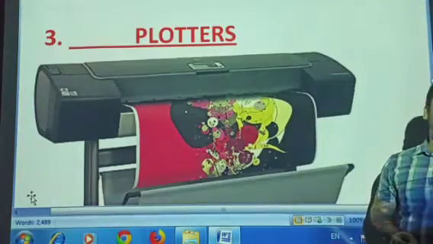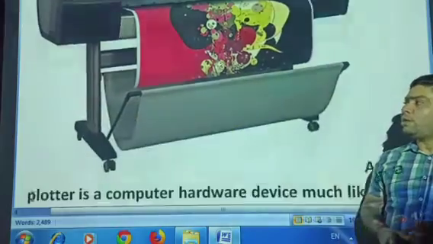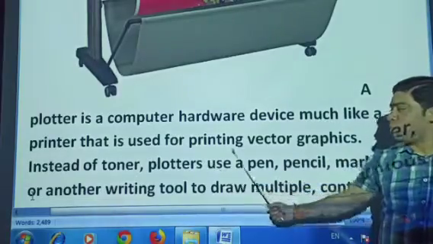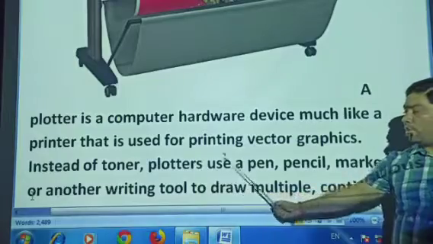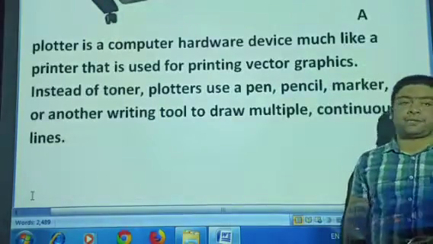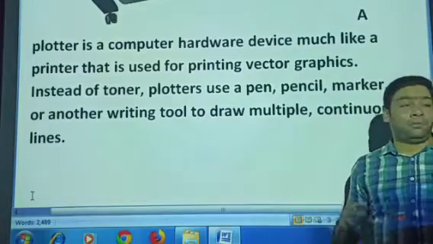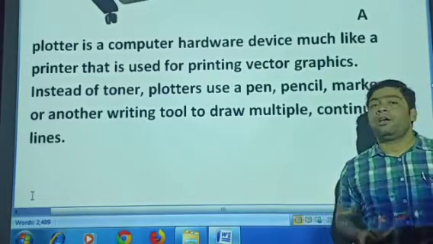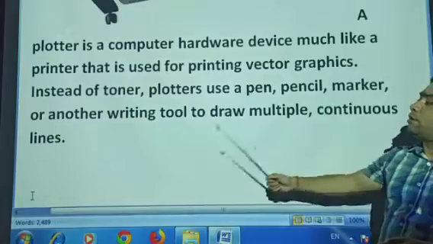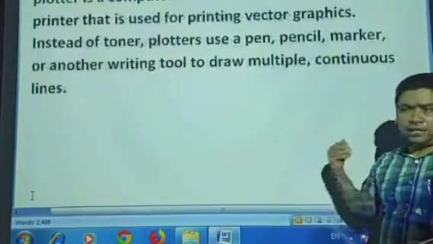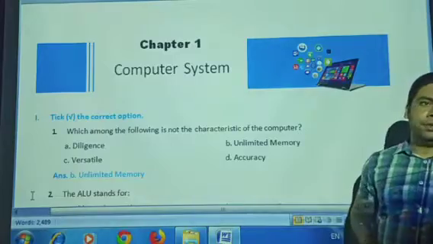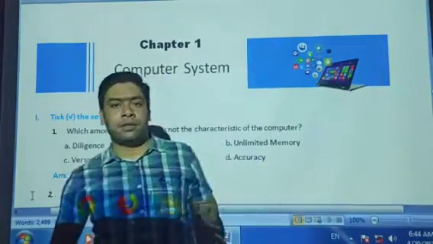The next one, after completing printers, our next point is plotter. What is a plotter? A plotter is a computer hardware device, much like a printer, that is used for printing vector graphics instead of toner. A plotter uses a pen, pencil, marker, or another writing tool to draw multiple continuous lines. It means a plotter is a kind of big printer for shades, glosses, sceneries, maps, different things with the help of pen, pencil, marker, or other writing tool. That is the plotter. A plotter is actually a type of printer, but it is also a big kind of printer. After this, our first chapter is completed as theory.